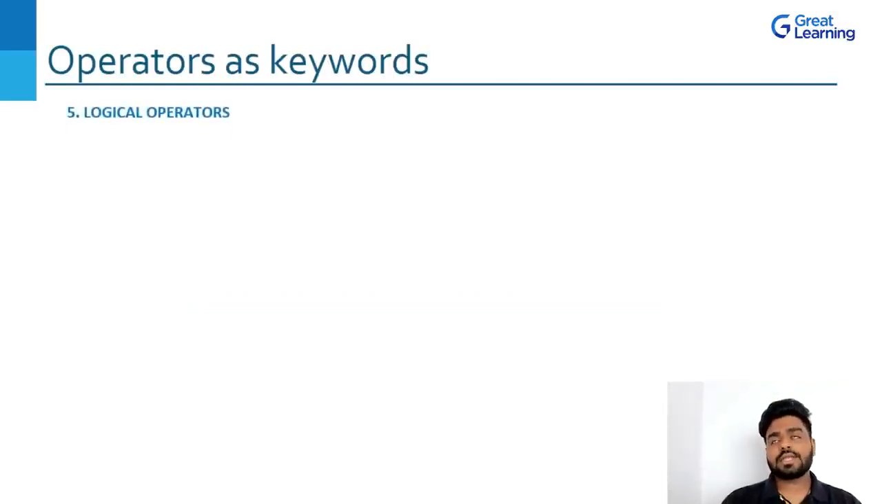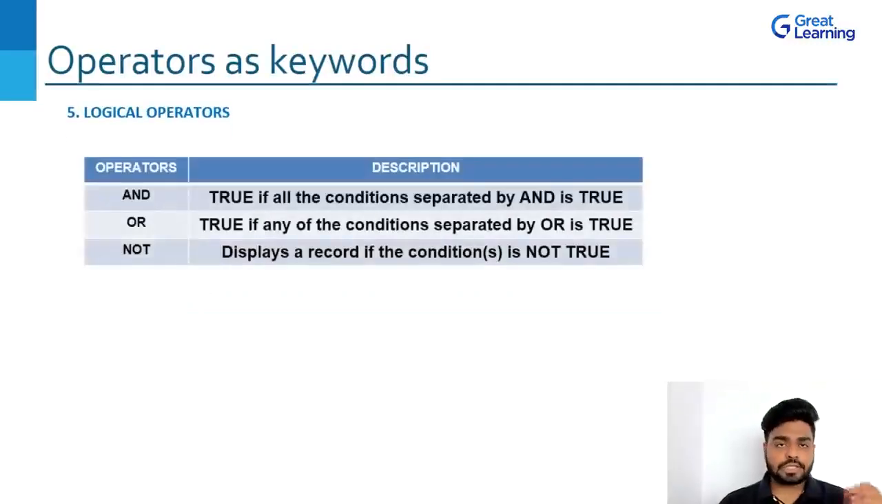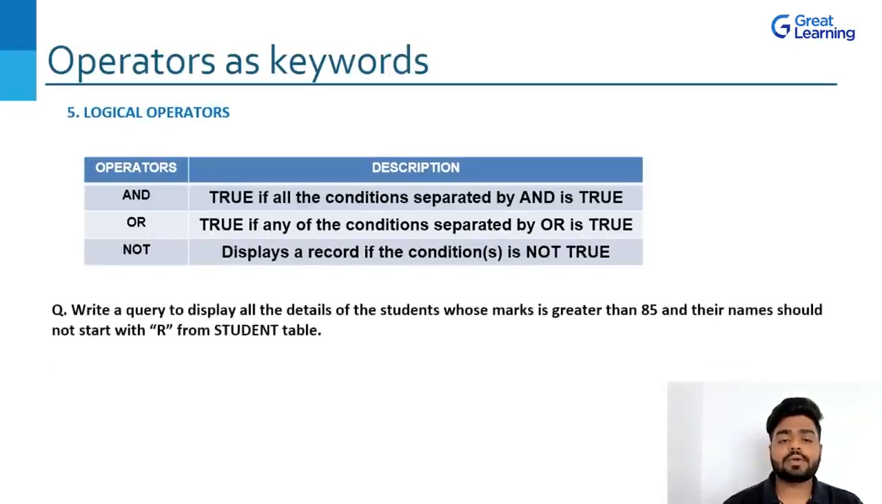Now, the next one is logical operators. Logical operators we already know from many programming languages: AND, OR, and NOT. We also have these logical operators here in Oracle and SQL. Write a query to display all the details of the students whose marks are greater than 85, and their names should not start with R, from the student table.